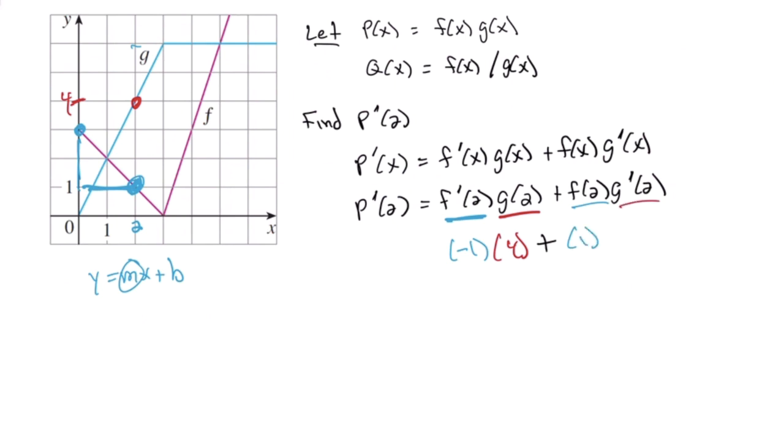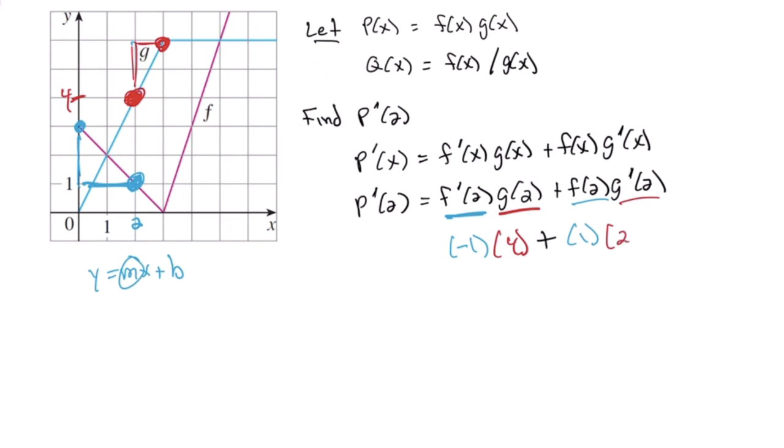And then now I want the rate of change of g at x equals 2. So I'm back up here at that point. What is the slope of that graph? I'm going to pick 2 points on that graph. So I would rise 2 and run 1. And so the slope on the graph there is 2. So crunching all of this out, what do I get? Negative 4 plus 2, and that's going to give me negative 2 as the value of p prime at 2.